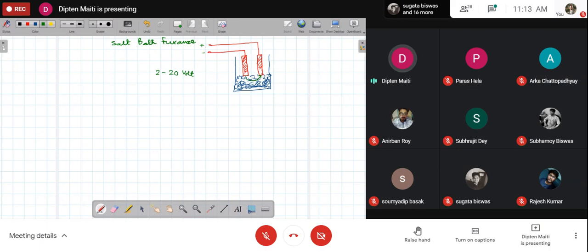Initially, when the salt is not molten and is solid, you may require higher voltage. As the salt melts, the resistance or impedance of the salt becomes lower. As that becomes lower, you have to reduce the voltage further, and finally at a certain point this becomes constant.